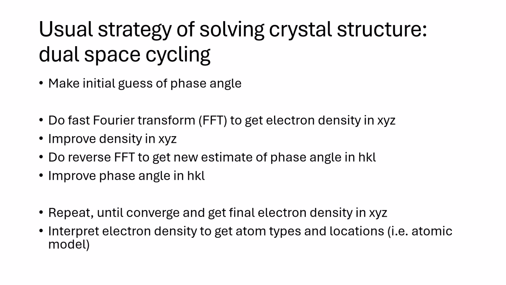After improving the resulting phase angles, the calculation repeats the next cycle, doing many cycles until the calculation converges. From the final electron density, we derive the atomic model. That's how people usually solve crystal structures.